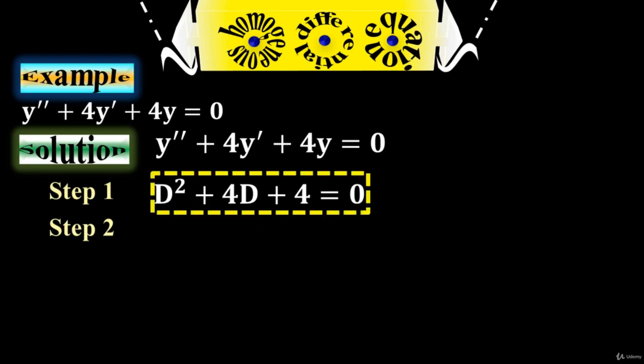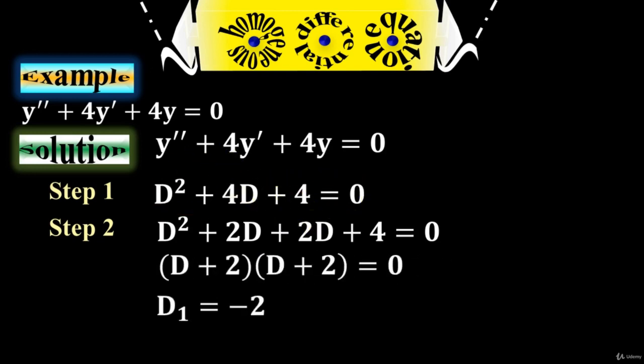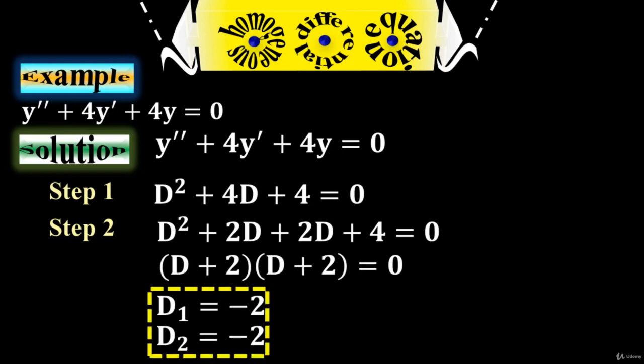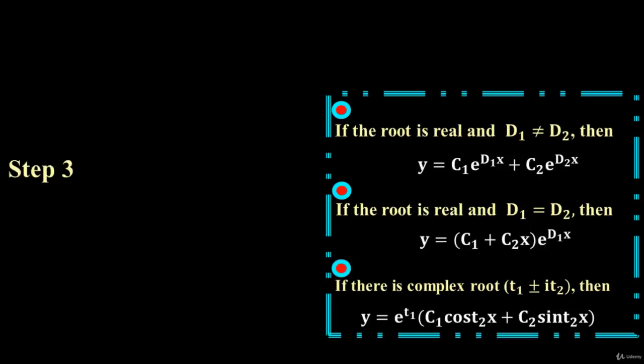Can I simply factorize this equation? Yes, I can factorize it. Just do factorization here to have D squared plus 2D plus 2D plus 4 equals 0. Solve it further, and finally I got D sub 1 equals minus 2, D sub 2 equals minus 2. These are the two roots that we got in step 2.